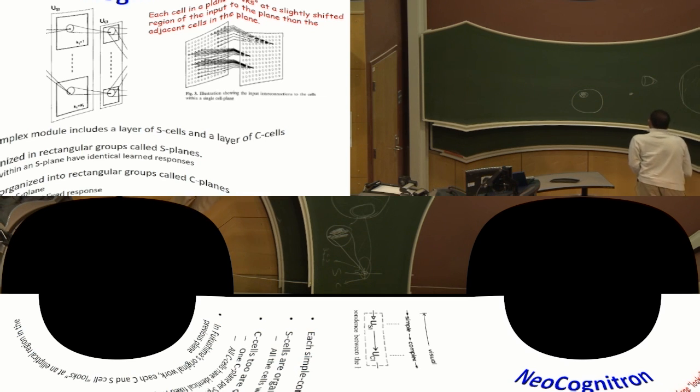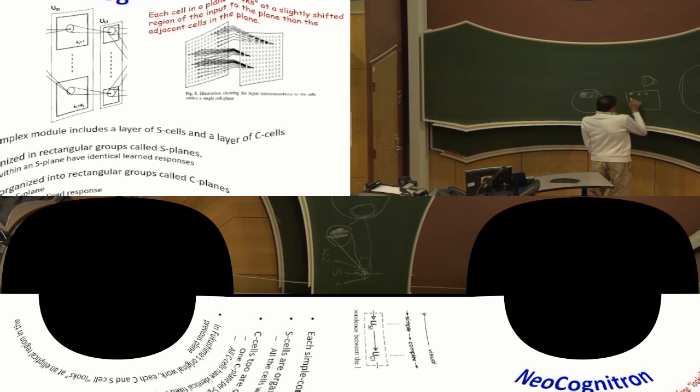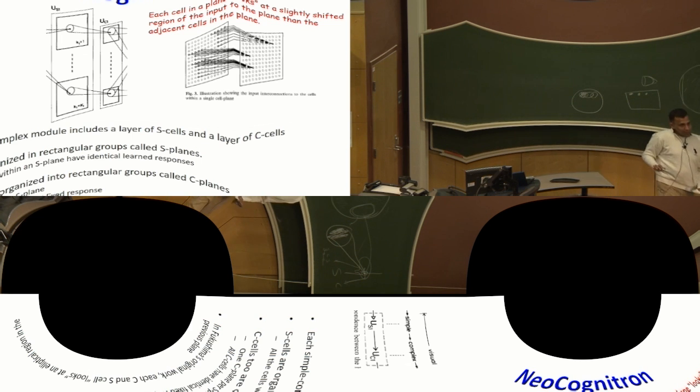Then there is another simple cell which has exactly the same response as this one, but it's looking at a slightly shifted location in my retina. And then there's a third simple cell which has exactly the same response, which is looking at a somewhat more shifted position. So there's an entire collection of these simple cells, all of which are identical, which together look at the entire scene that I'm viewing.